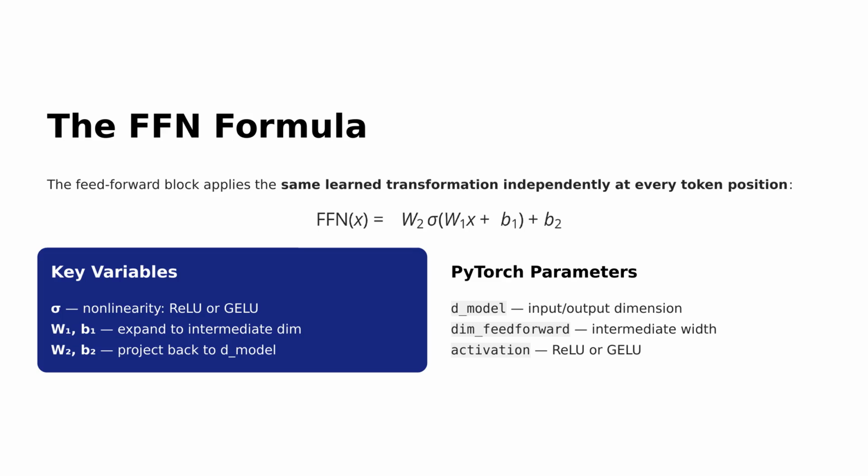Here's the feed-forward, or FFN, formula inside a transformer block. At each token position, the model applies the same learned transformation independently. First, W1 and B1 expand the representation into a wider intermediate dimension. Then, a nonlinearity like ReLU or GELU is applied, and finally, W2 and B2 project it back to d_model. In PyTorch, the key settings are d_model, dim_feedforward, and the activation choice.